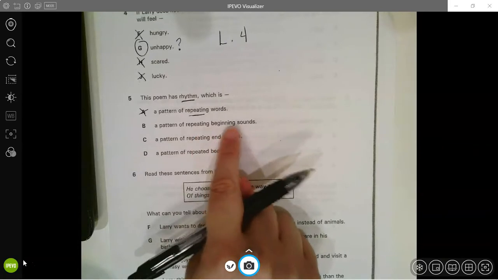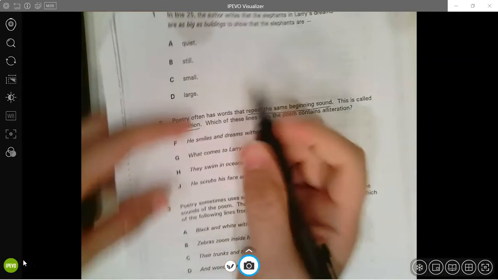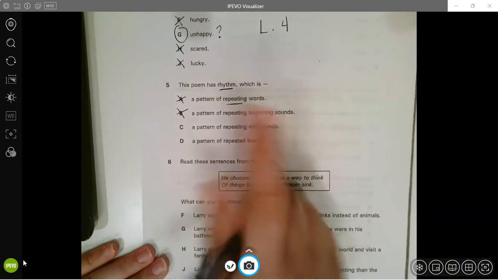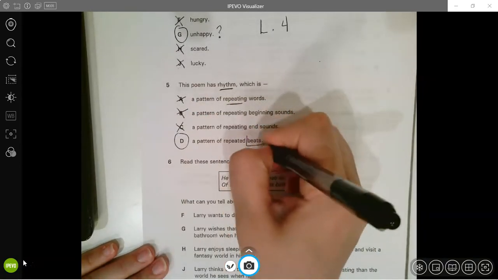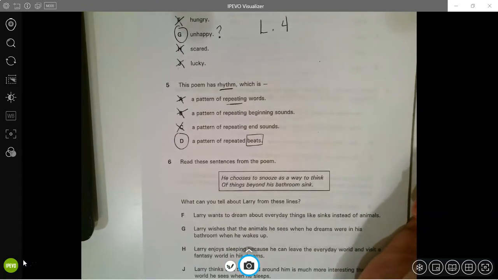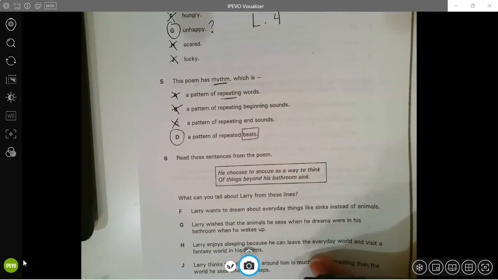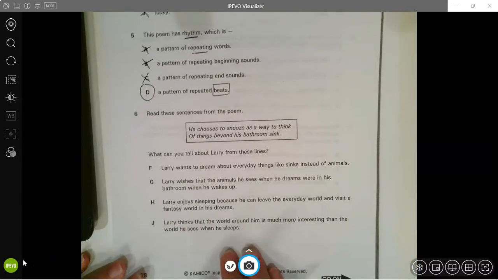A pattern of repeated beginning sounds. We had a question like that yesterday, and we know that repeating the same beginning sounds is called alliteration. So that is not going to be our answer. A pattern of repeating end sounds. We know that's rhyme. A pattern of repeated beats. Yes. So the word beats helps us understand that that's going to be a rhythm. And so guys, this one I didn't find anywhere. That's kind of information that we've learned about poems. That's something that I just have to remember.